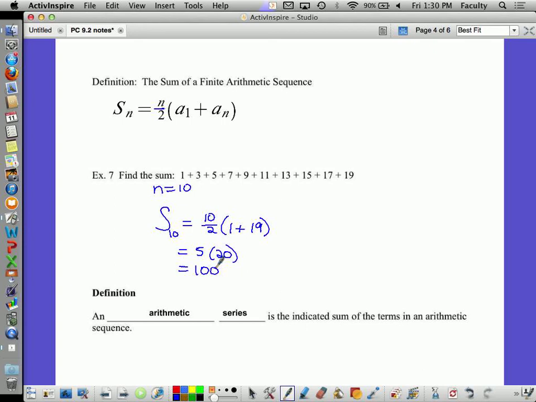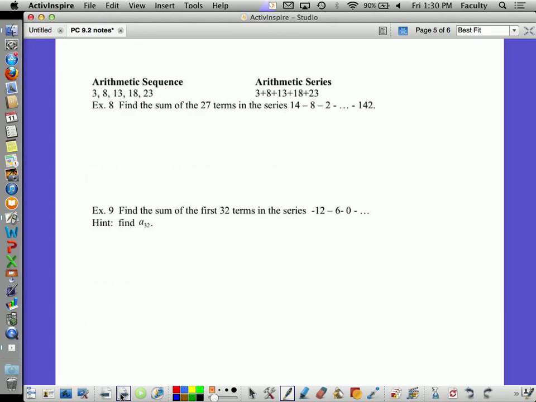An arithmetic series is when you add together the terms in an arithmetic sequence. Okay, we talked about a series in the previous lesson. So it's just called an arithmetic series. And so there's an example on the left of an arithmetic sequence, and on the right is an arithmetic series. You're just adding those terms together.